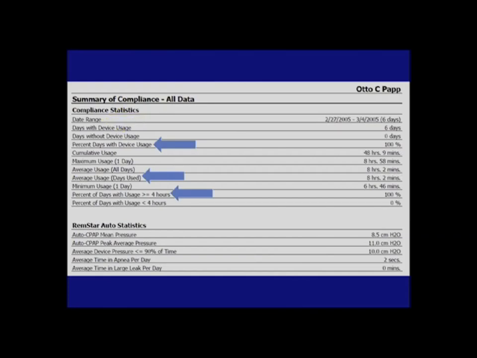The second is the average use on days used. So you want to know, on average, when the patient actually did use it, how many hours did they use it for? And the third is the percent of days with greater than or equal to 4 hours of use. And the reason why that's relevant is Medicare has come up with some guidelines regarding compliance that they require a 70% compliance over the first 90 days for greater than 4 hours per night on average in order for them to continue reimbursing for CPAP. So those are some of the key numbers to look at when you receive your compliance report.